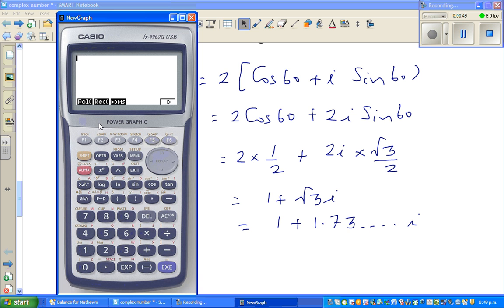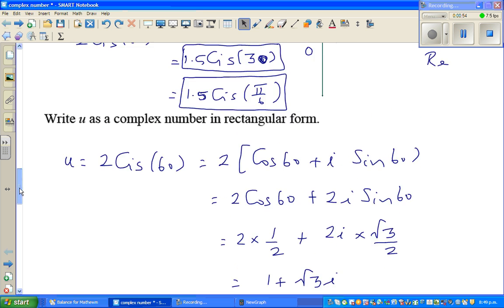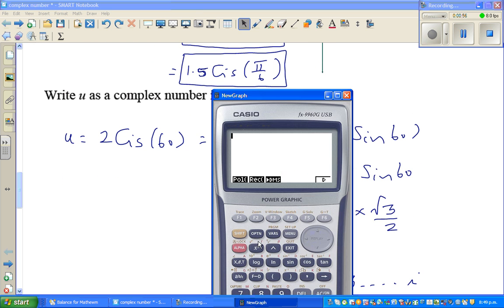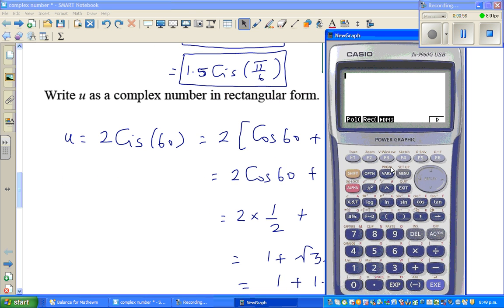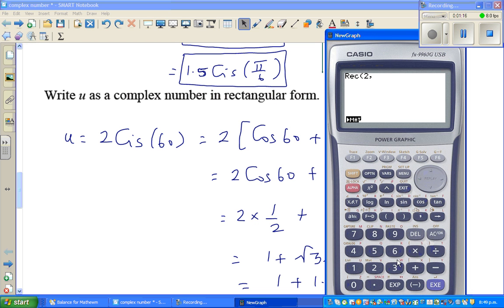So you want to change this into rectangular form. That's the question, isn't it? The question is change it into rectangular form. So again, you have to remember you have to go to rectangular form, and they're giving you the polar form. So you type in 2 comma, okay, now I forgot I had to change this into degrees first, because we're working in degrees. So go to degrees first, exit, and so 2 comma 60, close the bracket.